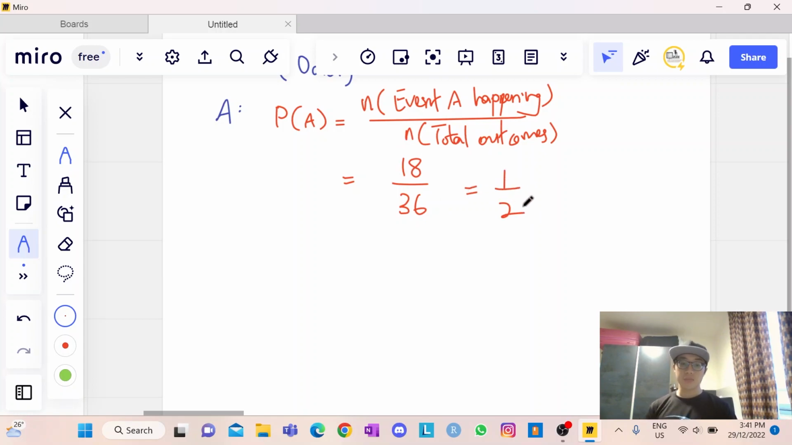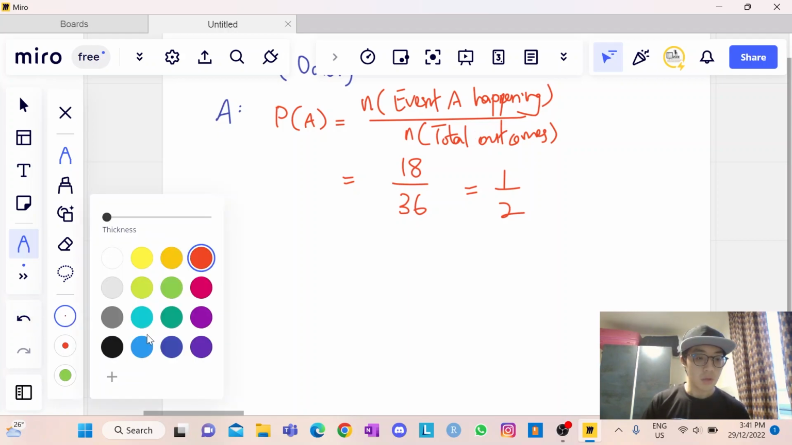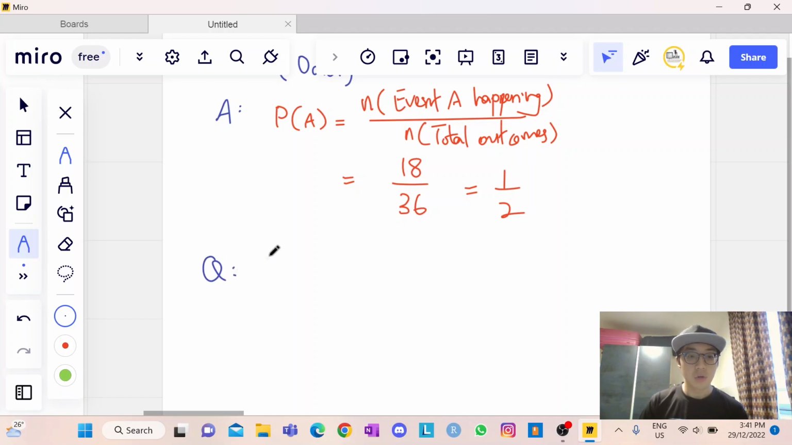And it actually makes sense, because if it's not even, then it's odd. So the probability of you getting odd will be just half of the total probability, and this is the answer. All right, so what if the question now asks you, what is the probability of you getting a sum of 10?